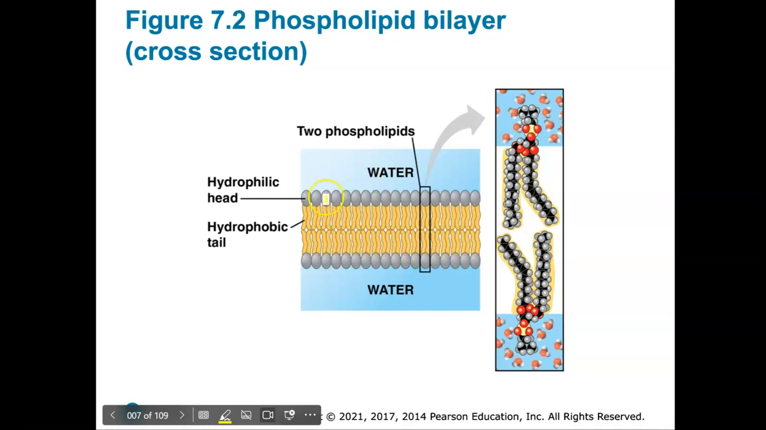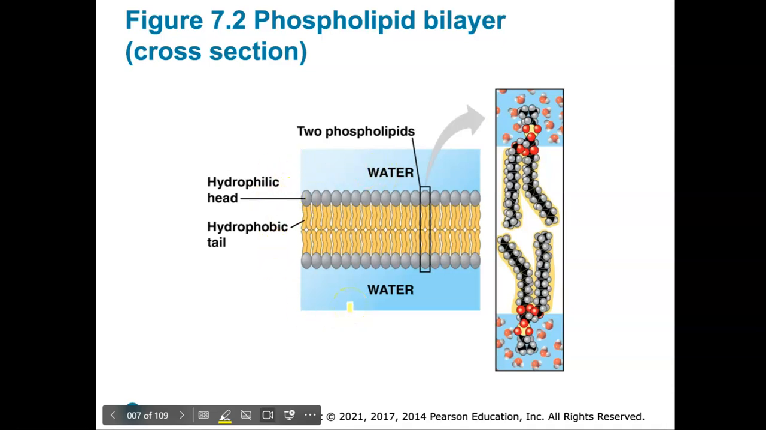So basically the head of the phospholipid, you can see phospholipids here, and they form a double layer, and the tails are facing each other and the heads are facing away. So the heads are hydrophilic. They are composed of polar covalent molecules that are soluble in water. And so they face either outside the cell or inside the cell, into the watery environment, outside or inside of the cell.